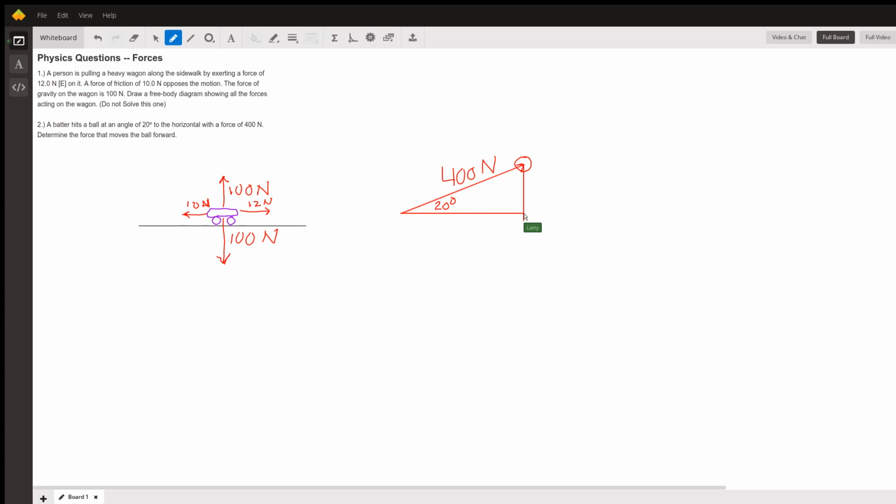That's, in fact, what's propelling the ball up. That's 400 times the sine of 20. Then we have the component of that propelling the ball forward. Let me put little arrows on these. This would be 400 times the cosine of 20. And you can put that in a calculator and figure out what that is.